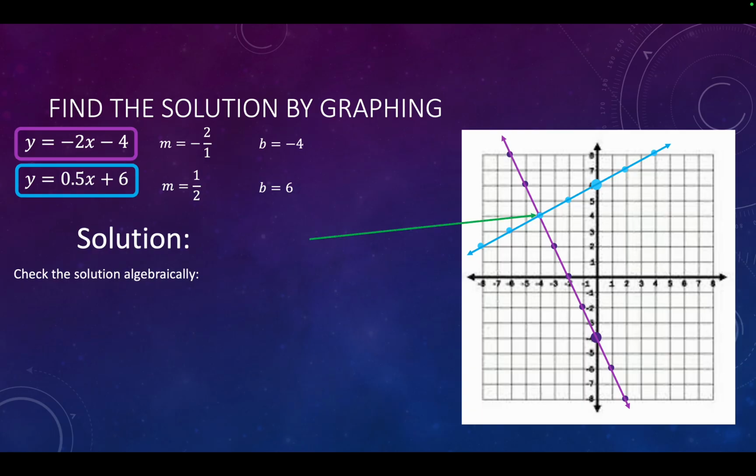The solution is that point where they meet. The x value would be at negative 4, and we go up here to the y value, which is positive 4. Our solution would be (-4, 4).